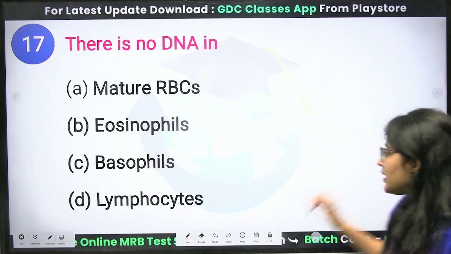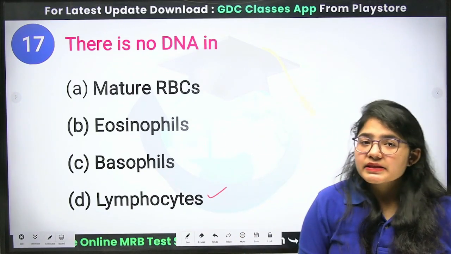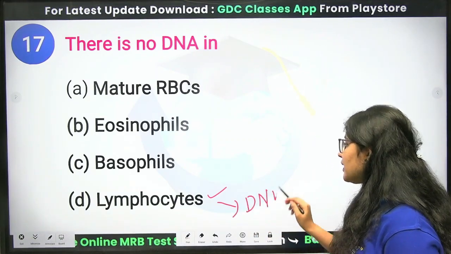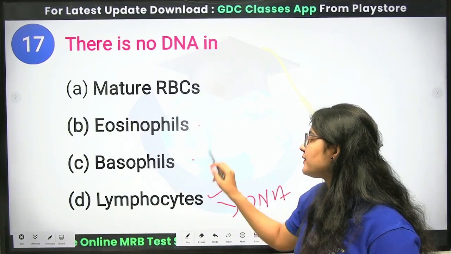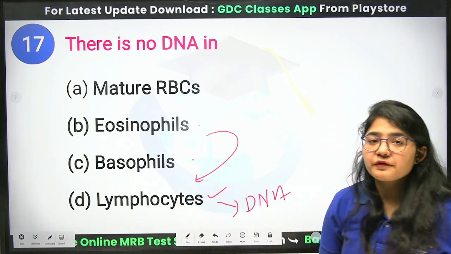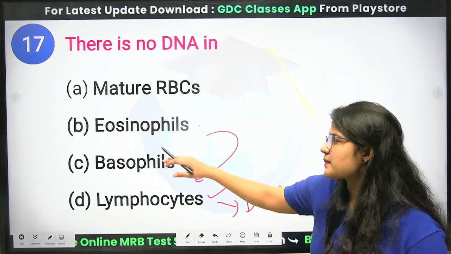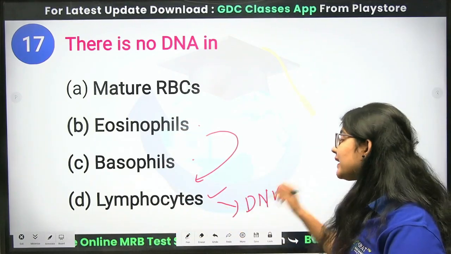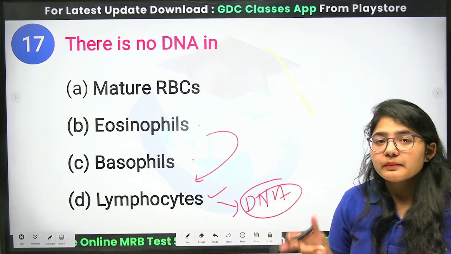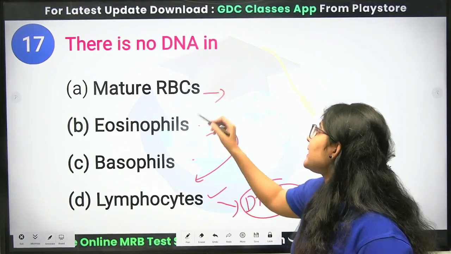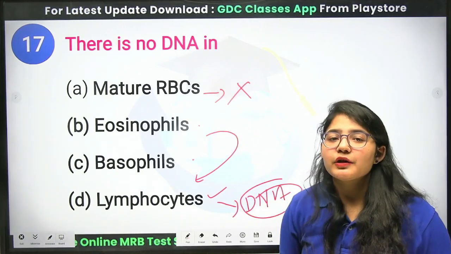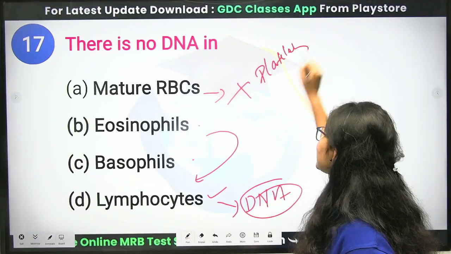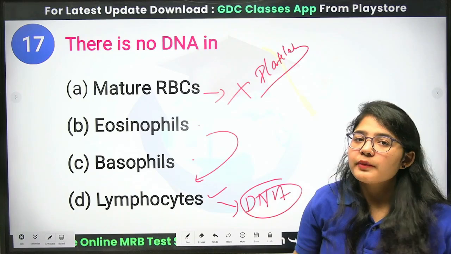Next question. There is no DNA in. Your lymphocytes, that is WBC, do contain DNA. Your basophils and eosinophils are also types of WBC. Lymphocytes, basophils and eosinophils, these 3 are all types of WBC and contain DNA. But your mature RBC does not contain any DNA or genetic material, and your platelets also don't contain genetic material or DNA.